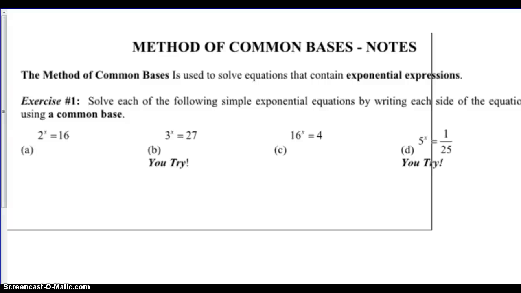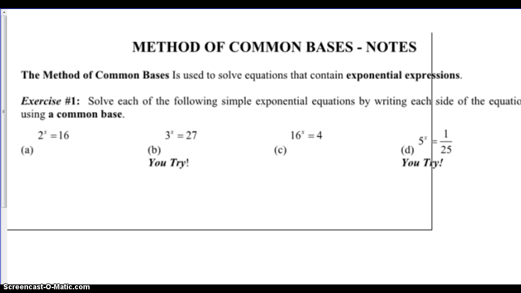Good evening. Tonight we are going to work with the method of common bases. Things you want to be thinking about here for your ICANS. I can change the base of an exponential expression but keep the same value. That's the really cool thing about it. And I understand if the two bases are equal, then the exponential expressions are equal as well, which is super cool. We're going to get there.